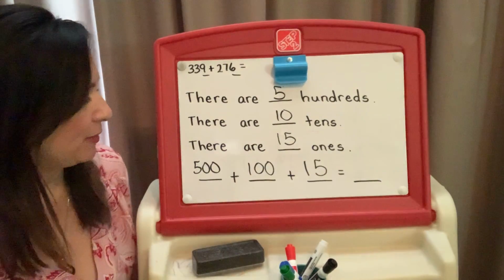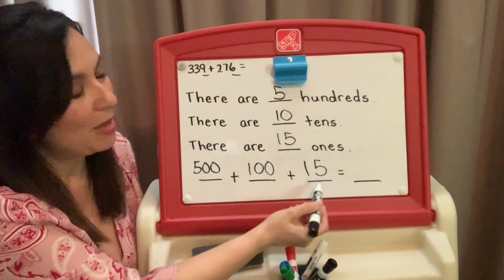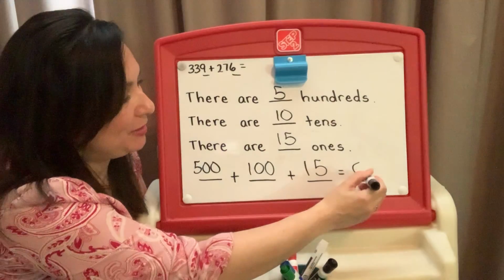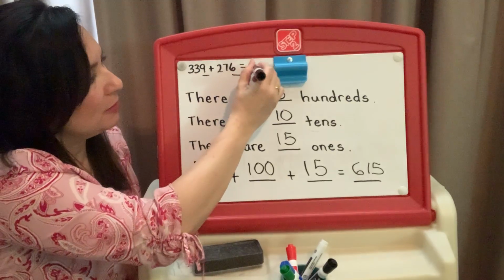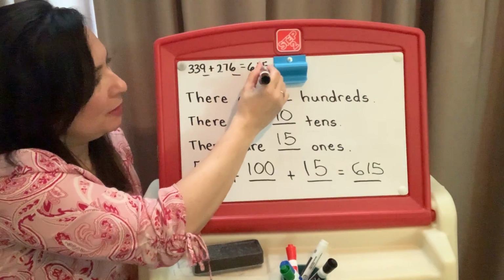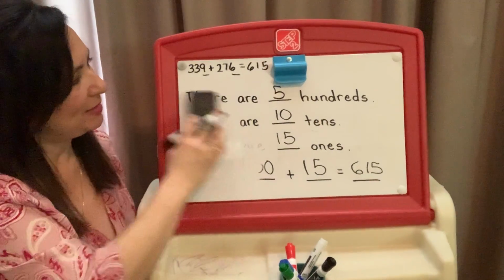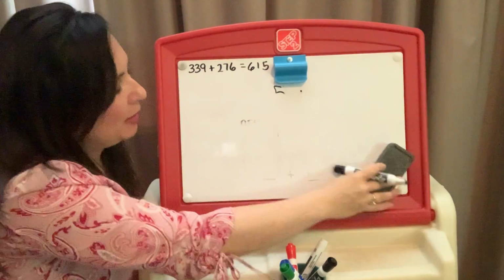Now I'll add these values together. 500 plus 100 is 600, plus 15 more is, say it, 615. And I'm going to write my sum up here, 615. All right, I'll erase this, and I think we're going to use the same equation.